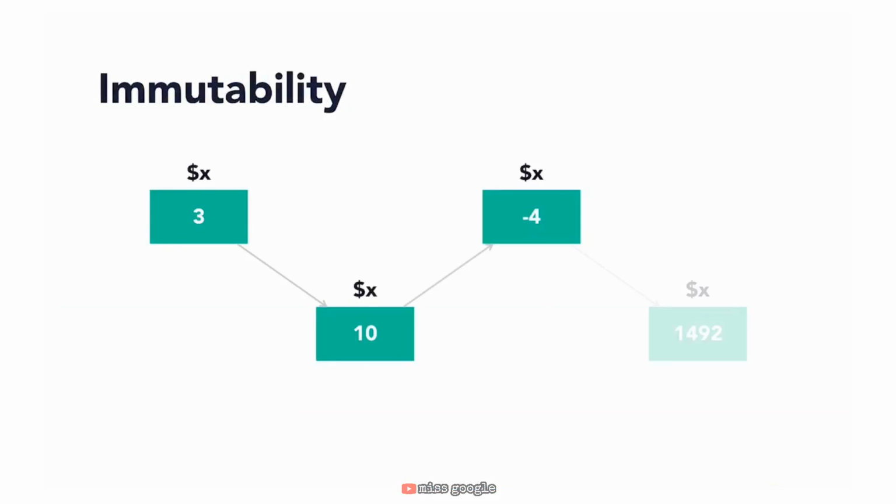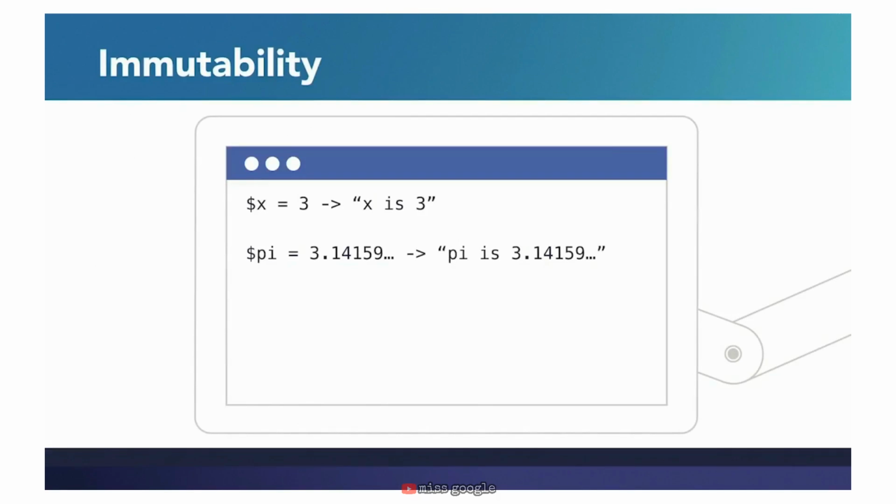Another way to think about immutability in functional programming is this. In object-oriented and procedural programming, we treat variables as buckets that we can put values into. We call this assigning values to variables. So at one point in time, x might hold the value 3, at another point it might hold the value 10, and then it might hold the value -4, and so on. On the other hand, in functional programming, we don't assign, we define. So instead of naming buckets that hold different values at different times, we name the values themselves.